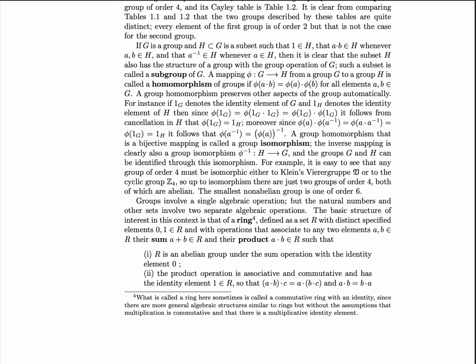Therefore, we see that H also has the structure of a group, namely with the group operation of G as the operation for H. Such a subset is called a subgroup of G. And we can define the mapping phi from G to H, called a homomorphism of groups, if and only if phi of A times B is equal to phi of A times phi of B for all elements A and B in G.